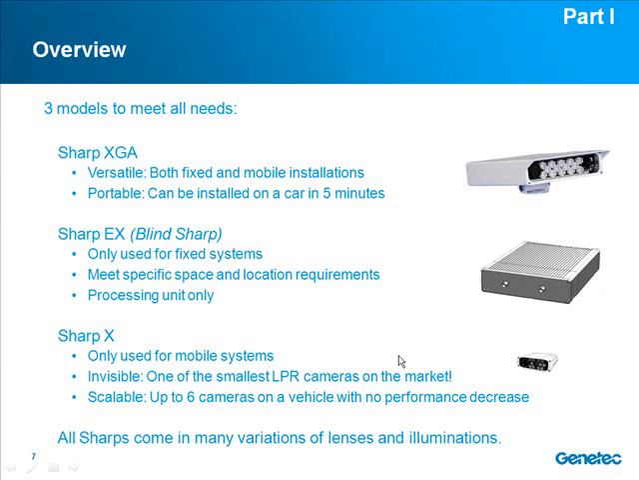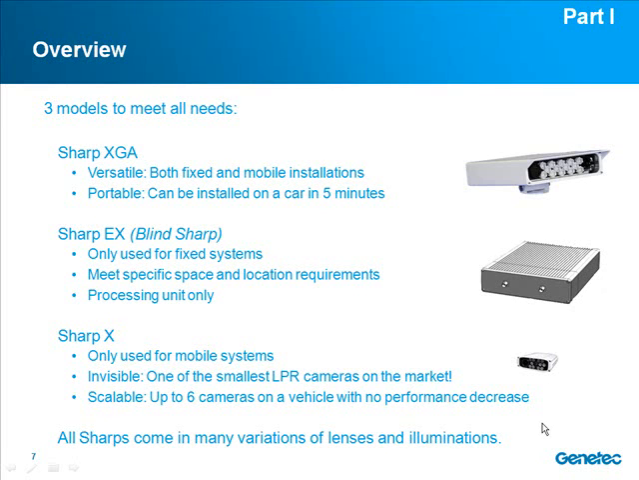And the last system we have is called the Sharp X. This system is used for mobile systems only, and has a few major differences between the classic Sharp XGA. The first thing you'll notice here is the camera size. This is one of the smallest license plate recognition cameras on the market, making it very hard to detect. In cases where it's mounted alongside the light rack on top of a police car, it's practically invisible unless you're standing right next to it.